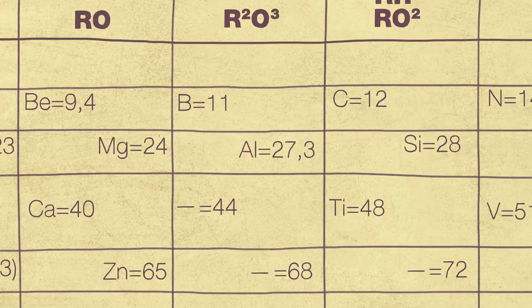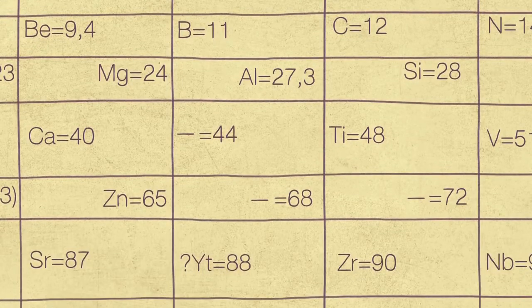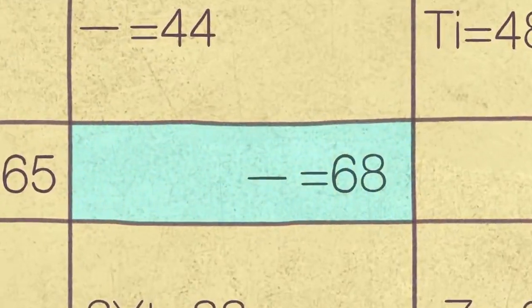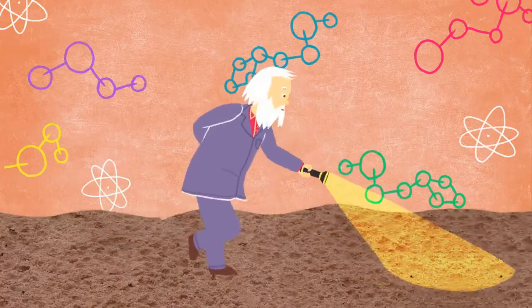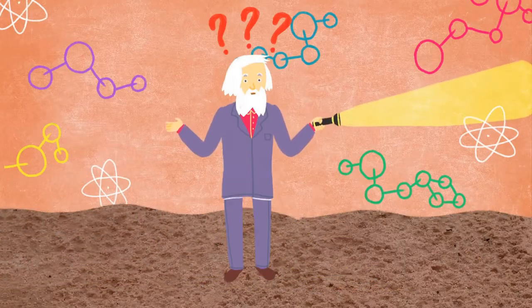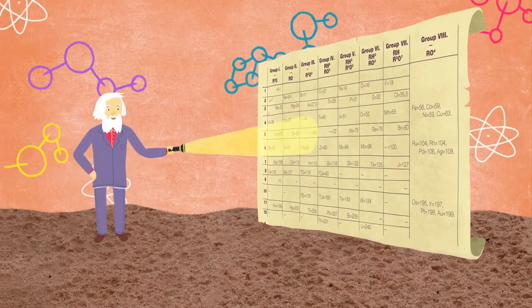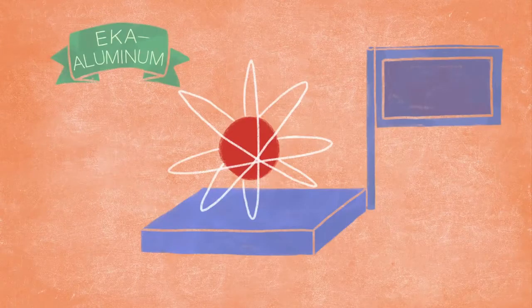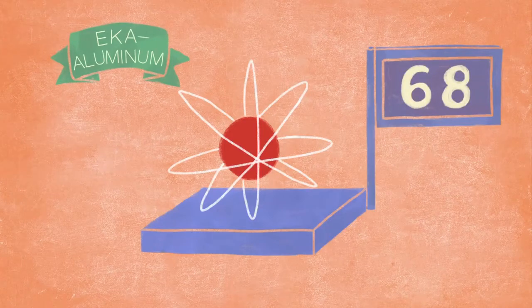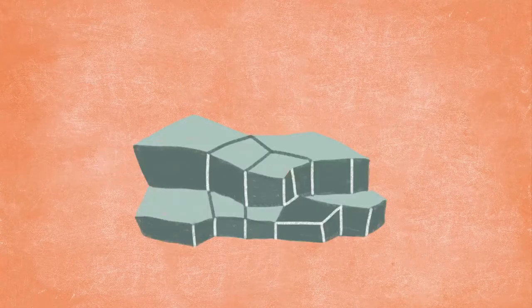It's one step away from aluminum, so we'll call it Eka aluminum. Eka being Sanskrit for one. Nobody's found Eka aluminum yet, so we don't know anything about it, right? Wrong. Based on where it's located, I can tell you all about it. First of all, an atom of Eka aluminum has an atomic weight of 68, about 68 times heavier than a hydrogen atom. When Eka aluminum is isolated, you'll see it's a solid metal at room temperature.